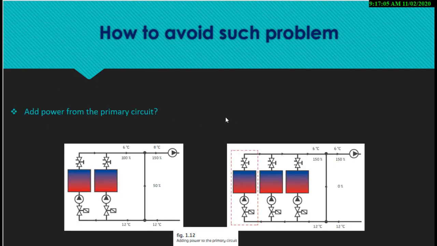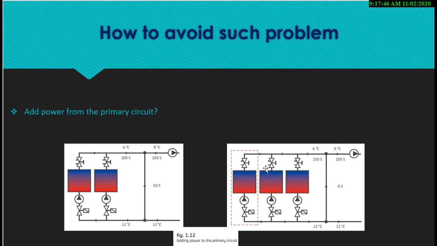Next, add power from the primary circuit. Shall we think of adding another chiller in order to get the desired temperature? Let's see this situation. Introducing extra power output through an additional unit can solve the problem of incompatibility, but at the very high cost of unnecessary installation, because adding another chiller will be another cost.